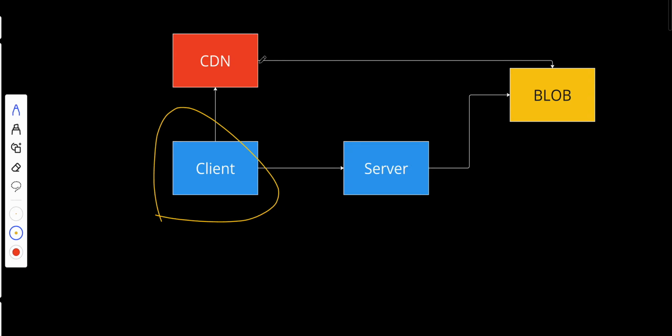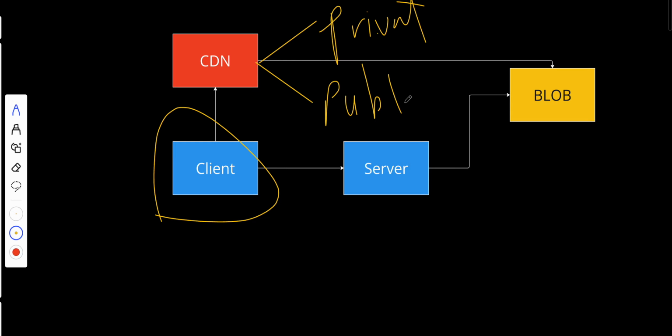But as we said, we have two types of CDNs. We have a private and a public, and we need to know which one to use. Let's start first with what a public CDN is.